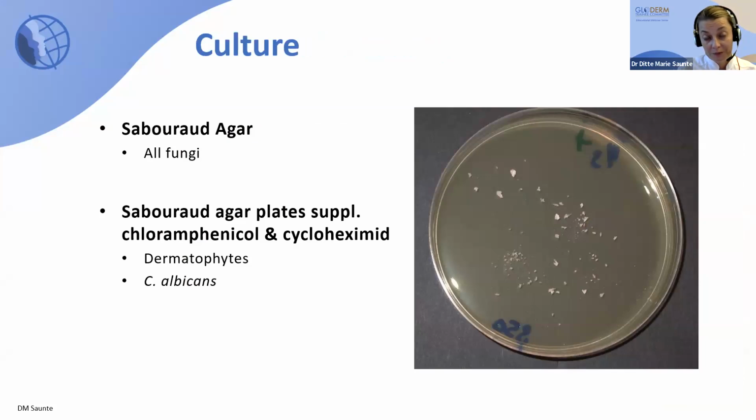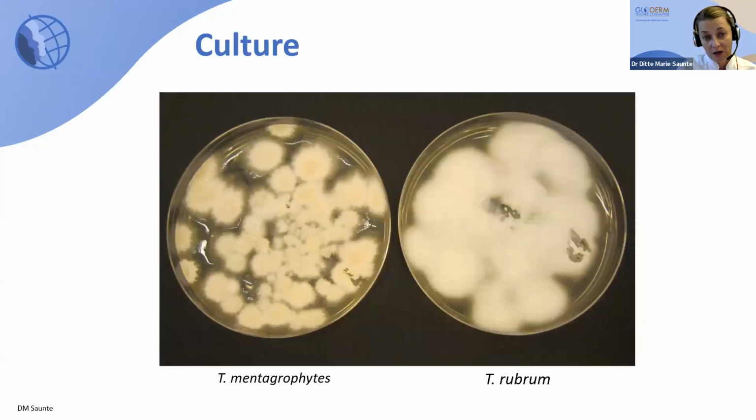Then we have the culturing, where we place the specimen on a culture plate, here a Sabouraud agar plate. When we look for dermatophytes, we add chloramphenicol in order to reduce secondary contamination with bacteria, and cycloheximide, which reduces the growth of non-dermatophyte molds. They grow quite fast compared with dermatophytes. So on this agar plate, the dermatophyte and Candida albicans can grow. And this is how a culture might look.